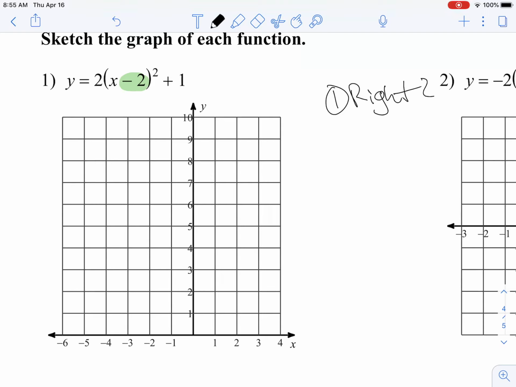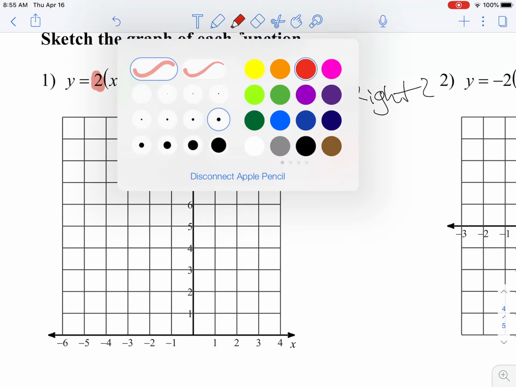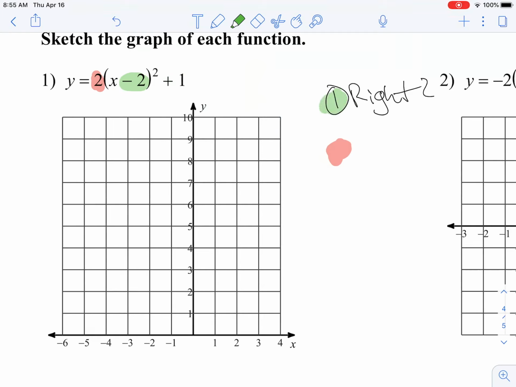And then we look out front. And our second transformation is we're doing a stretch of 2. And then our third thing that we're talking about is this whole graph is going to move up 1. So I'm going to show you 2 ways that we can do this.